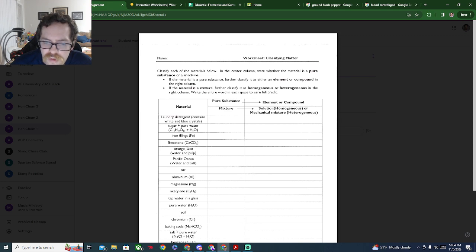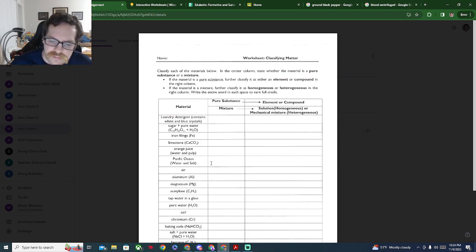Orange juice, which is made of water and pulp. So, this is a mixture. If you have pulp-free orange juice, that can be a homogeneous mixture. But here we have a specification of pulp, so that would be a mechanical mixture because you could strain out the pulp.